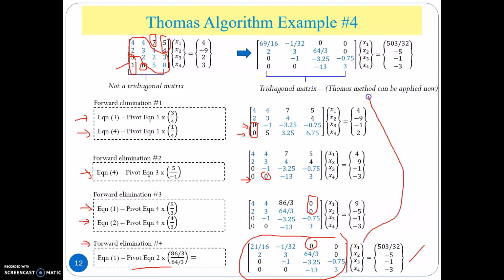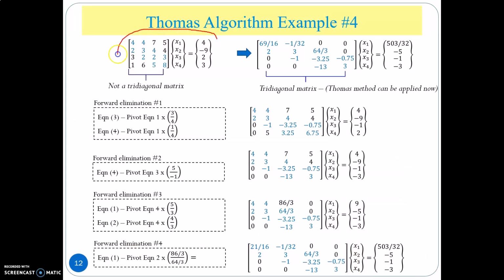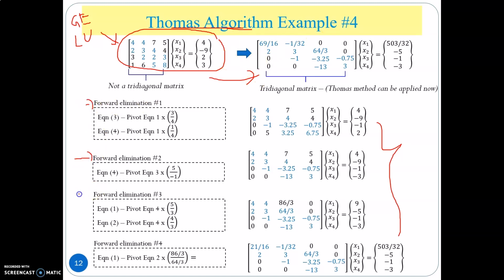Next, you can continue with the Thomas algorithm in order to solve for the unknown x. Normally, for this kind of problem, we will not choose the Thomas algorithm. As you can see, you have to convert to the tridiagonal matrix, which involves a lot of forward elimination. So this is time consuming. Therefore, for this kind of problem, we would prefer to apply Gaussian elimination or the LU decomposition. But if you insist on applying the Thomas algorithm, you still can do so. You need to learn how to apply the forward elimination so that you obtain the tridiagonal matrix, and only then can you apply the Thomas algorithm.